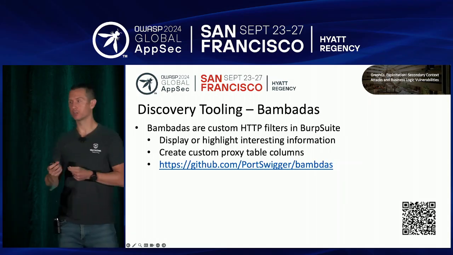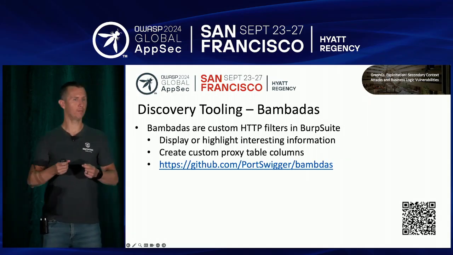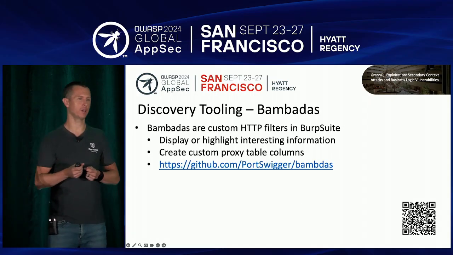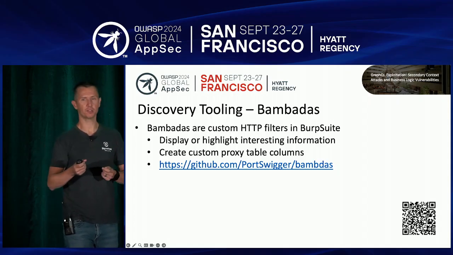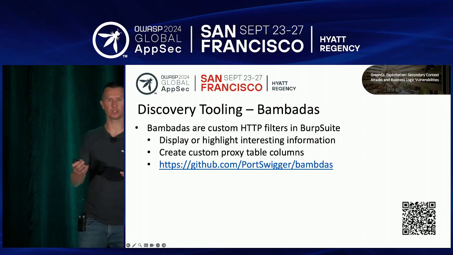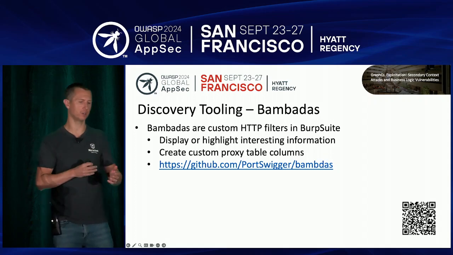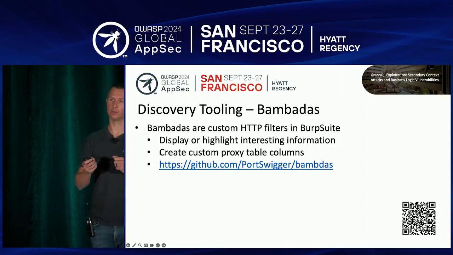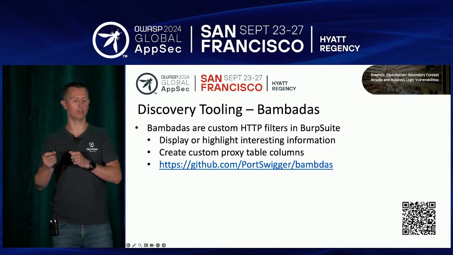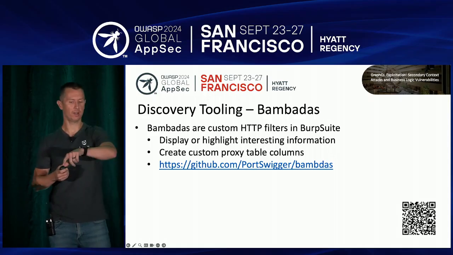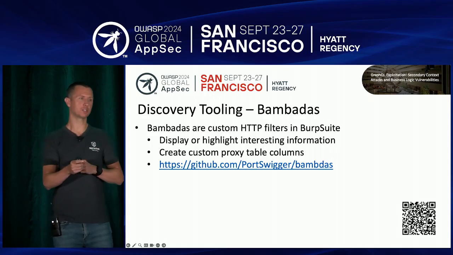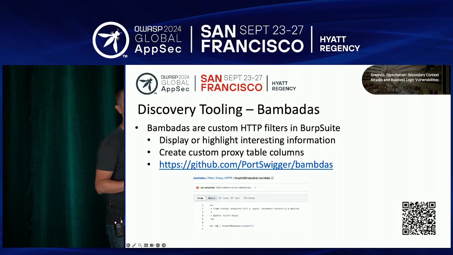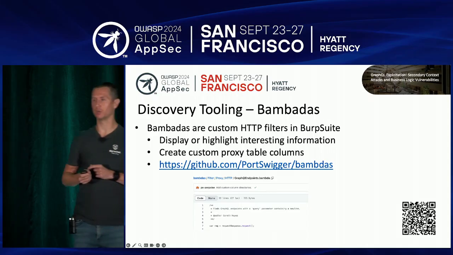In terms of discovery tooling for me as I'm testing, I'm a big fan of BChecks, which are, I guess if people are familiar, custom HTTP filters in Burp Suite. It's a relatively new feature in the past year or so. They can be used to display or highlight interesting information, create custom proxy table columns. I mentioned the QR code here. That's to the PortSwigger BChecks page, and they have one example, GraphQL by Gareth Heyes, who wrote that.